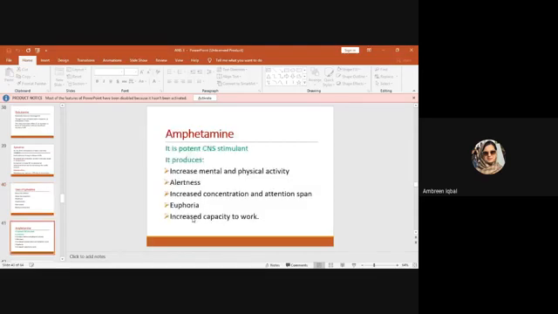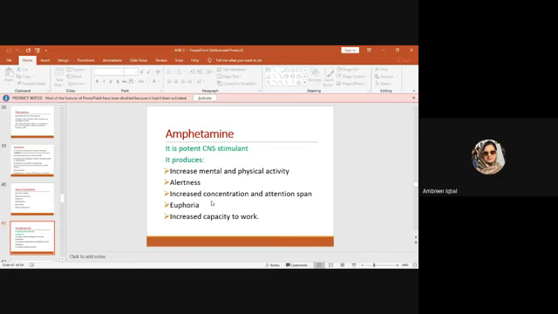The next is amphetamine. Whenever amphetamine comes, you may think about coffee or caffeine, because amphetamine has almost similar effects to caffeine. When in exams you take coffee to be alert and increase your mental and physical activity, to increase your concentration and attention span, you drink tea or coffee. Similarly, amphetamine has somewhat the same effect as coffee. It is a potent CNS stimulant. It produces increased mental and physical activity. It causes alertness.